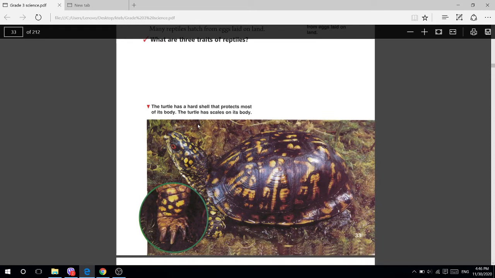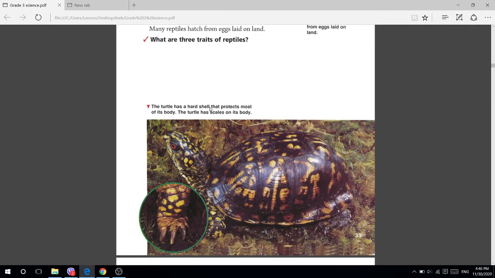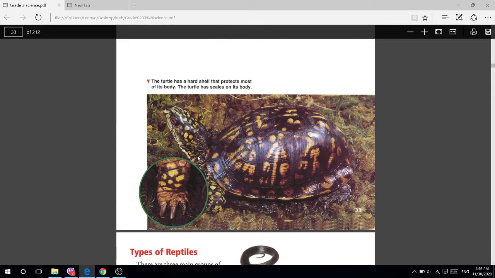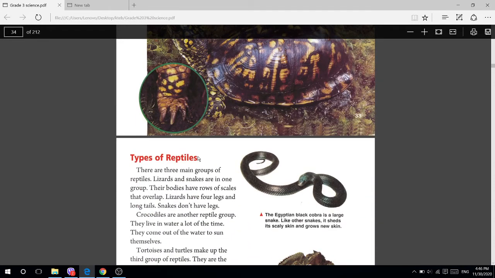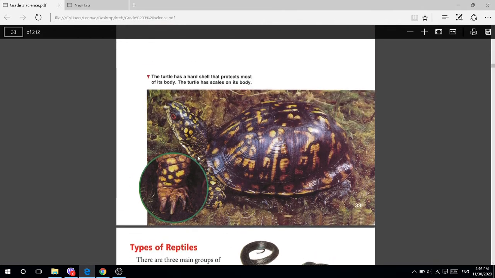Look at that picture. The turtle has a hard shell that protects most of the body. This is a very hard shell that protects the turtle. The turtle has scales on its body. This is the scale of the turtle, very hard, and it protects the turtle. Okay, students, this is what? This is the scale of the turtle.